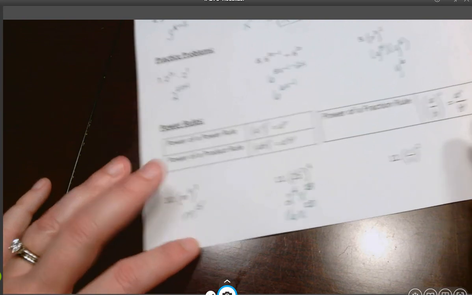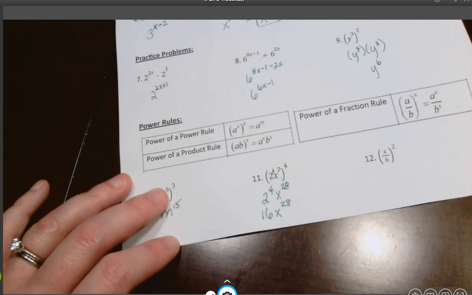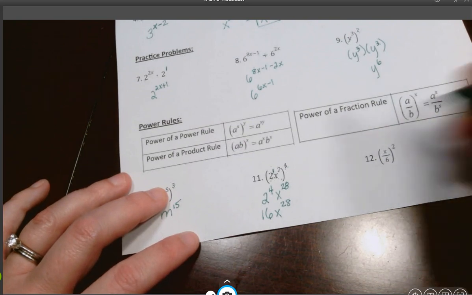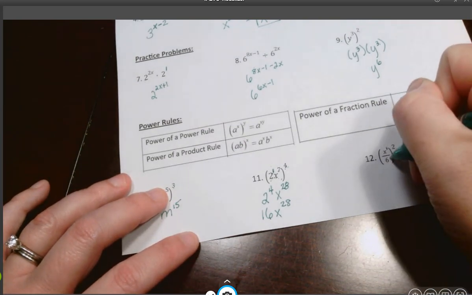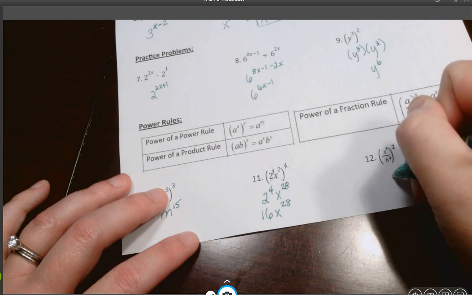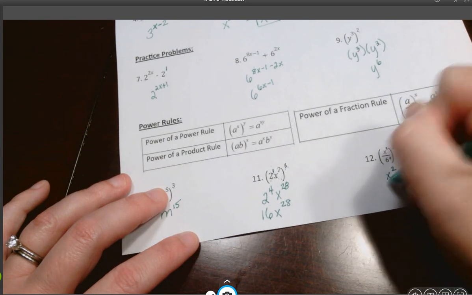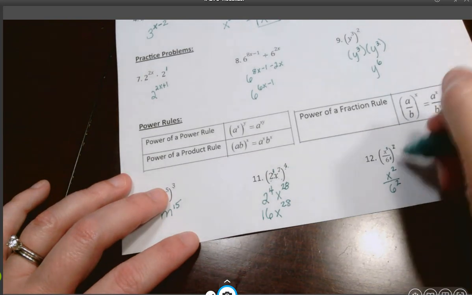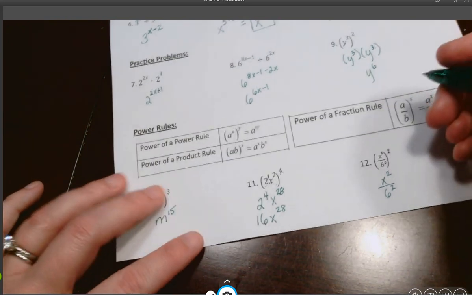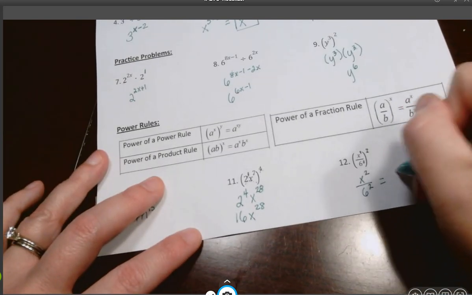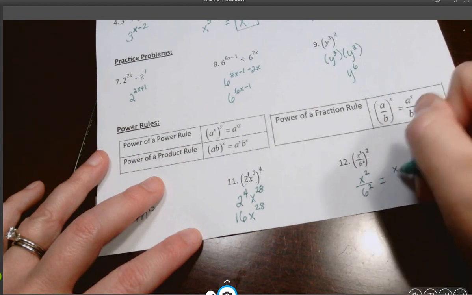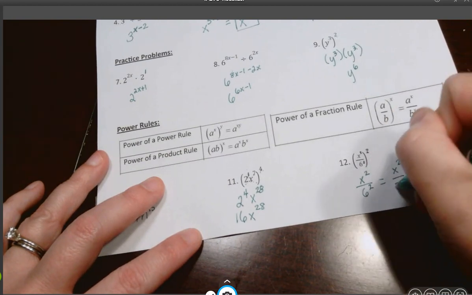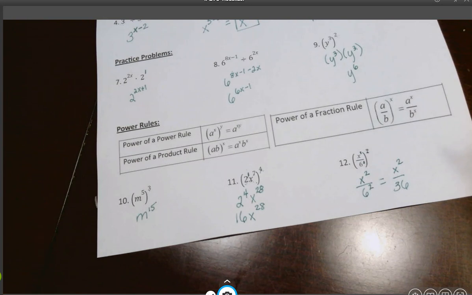All right, you should try this next one on your own before listening. So you could give each of these a 1 if you wanted, and then remember to multiply your exponents. So 1 times 2 is 2, 1 times 2 is 2. Or you could have just squared each part. And then you're going to simplify 6 squared to be 36. So x squared over 36.